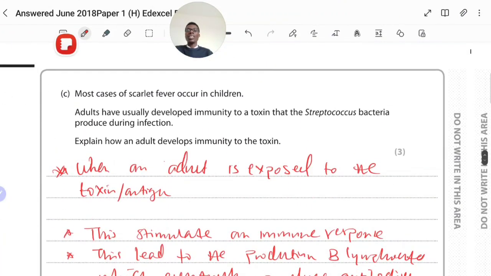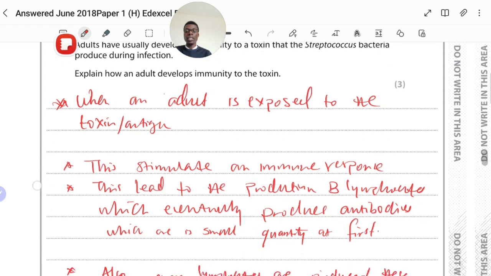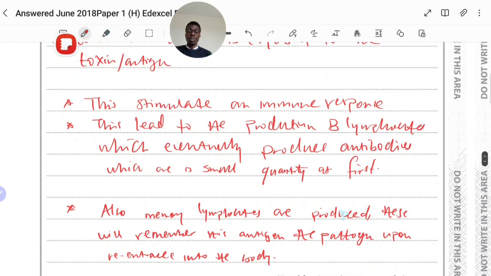When an adult is exposed to the toxin or the antigen, the toxin or the antigen is what's going to stimulate antibodies. So this stimulates the immune response. This leads to production of what? The B lymphocyte, which eventually produces antibodies, which are in small quantity at first. Please don't forget that, at first, for the first time. Then memory cells are also produced. These will remember this antigen if the pathogen enters the body again.